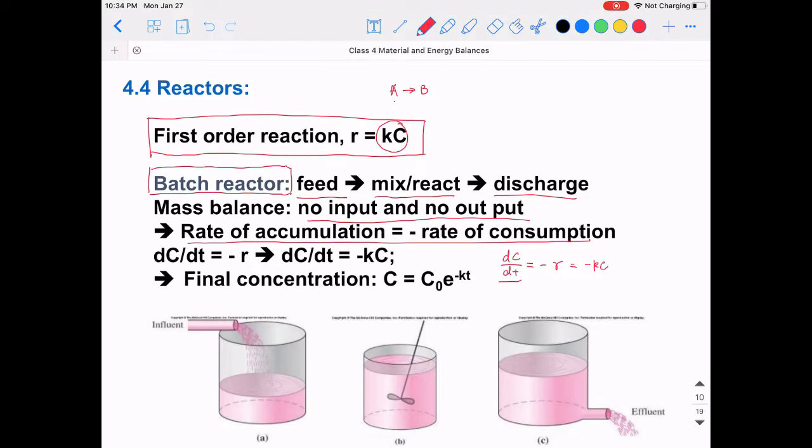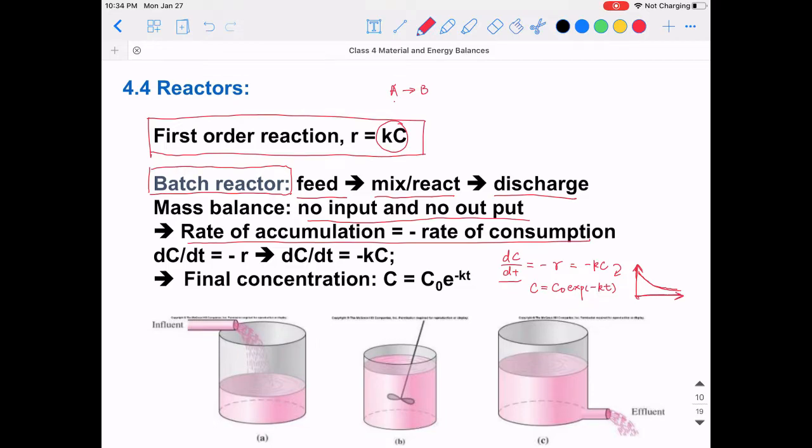And then in our last class, we introduced that first order reactions follow an exponential decrease of the concentration, which means that C is going to be equal to C0 exponential minus kt. Okay, so as you can see, the longer the time goes, the lower the concentration. All right, this is a batch reactor.